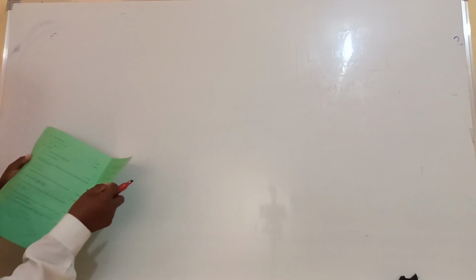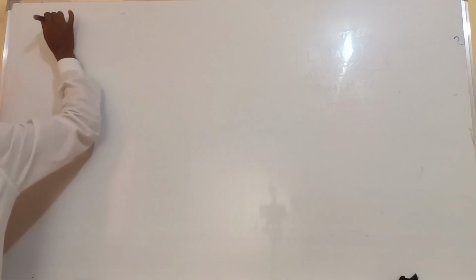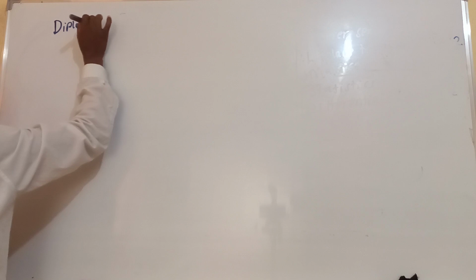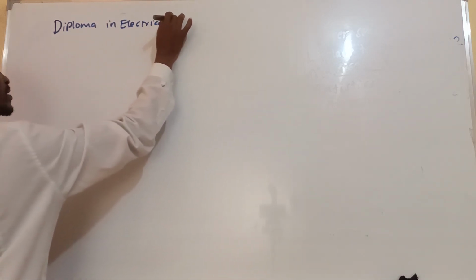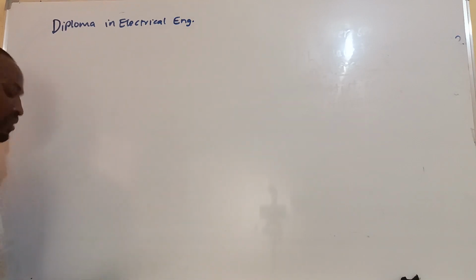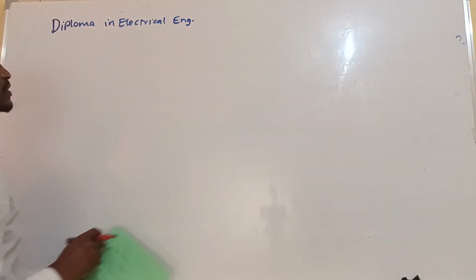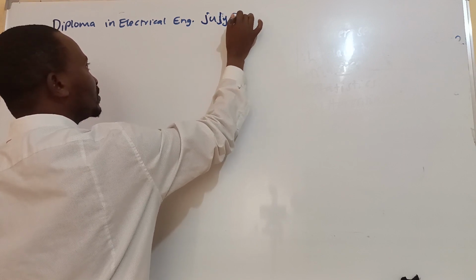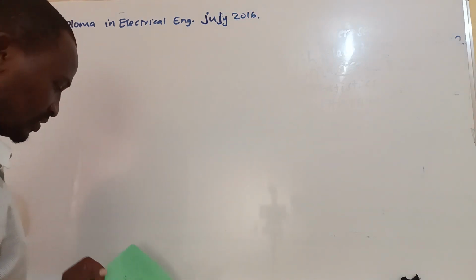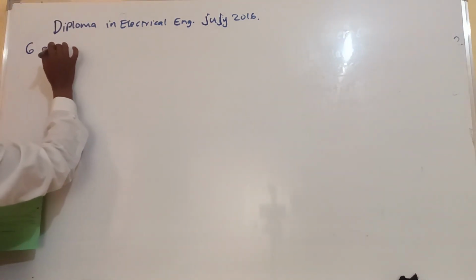Now we should get to the task. This is an electrical engineering past paper, Diploma in Electrical Engineering, June July 2016. So we are told, question 6. We are going to answer question 6A and B.